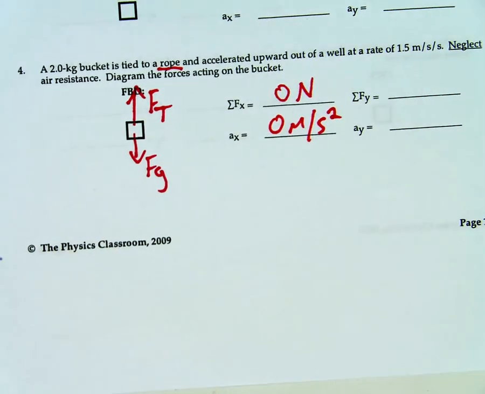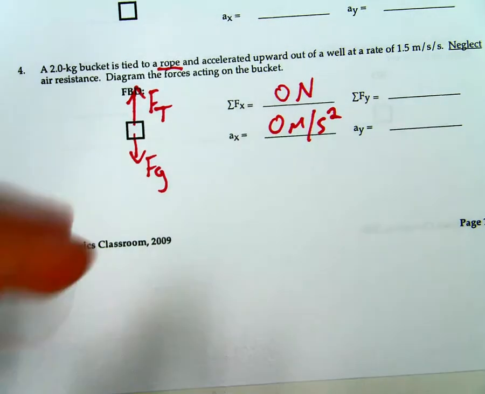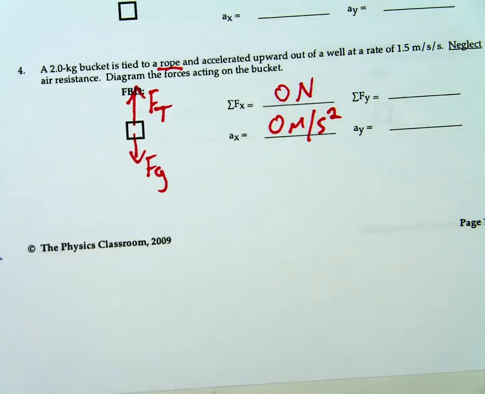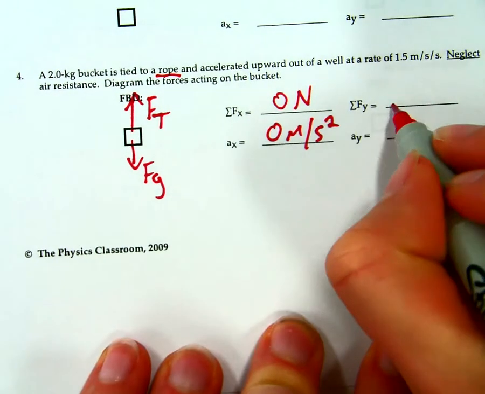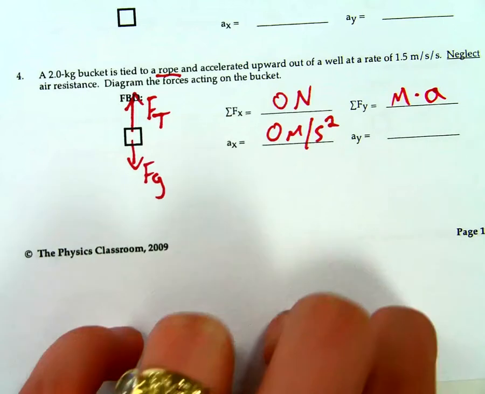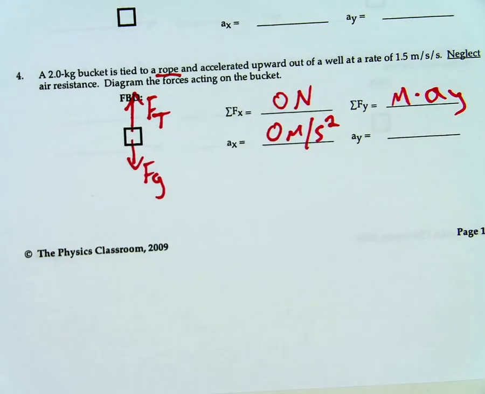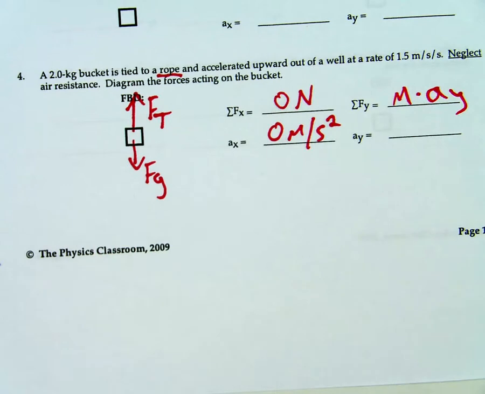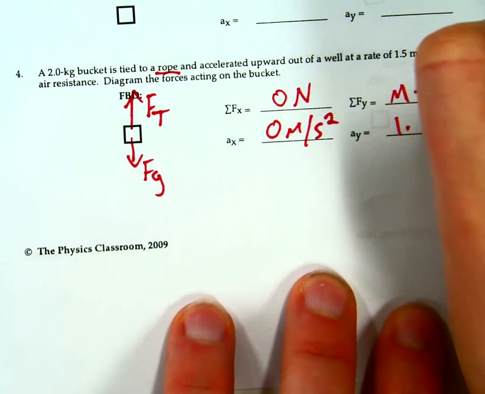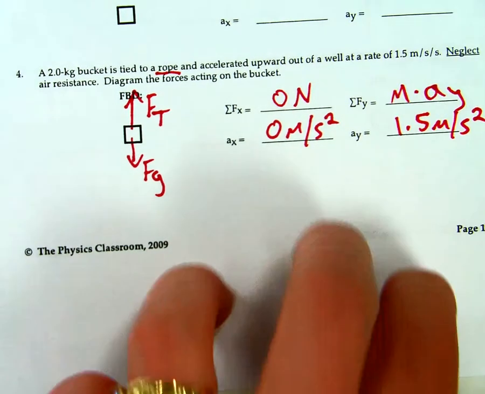Now, we need the sum of the forces in the y direction. Now, this comes straight from Newton's second law. Regardless of what forces are acting on the system, we know that the sum of the forces will be equal to mass times the acceleration in the y direction. It tells us the acceleration in the y direction. What is it? So 1.5. So you already know this answer, 1.5 meters per second squared.